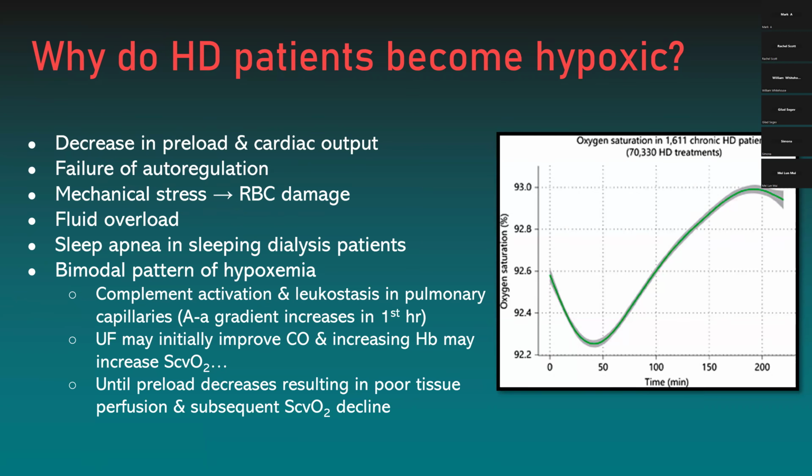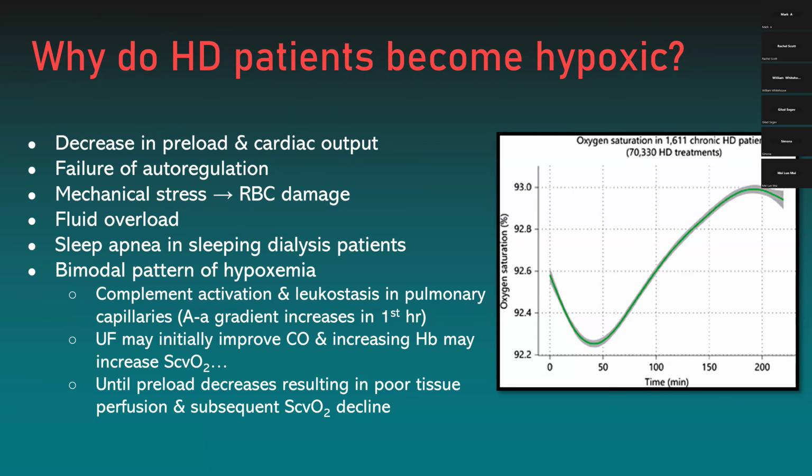And although materials now are much more biocompatible, that has been proposed to maybe explain some of this initial drop. And then what we may see over time as we ultrafilter these patients, we pull off some fluid, assuming they're fluid overloaded, we might actually see some improvement in cardiac output and in oxygen getting distributed to the tissues. Plus we see some increasing hemoglobin levels. So that may improve things. And then ultimately, as we pull off more fluid, potentially we're going to see preload decreasing and we get decreased tissue perfusion and a second decline. But many other theories as well.